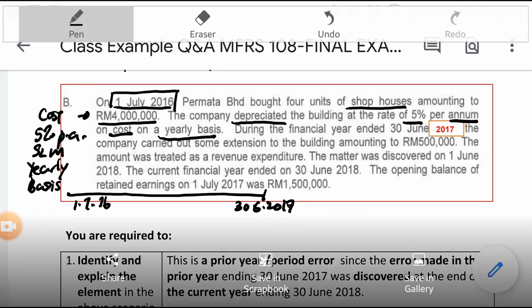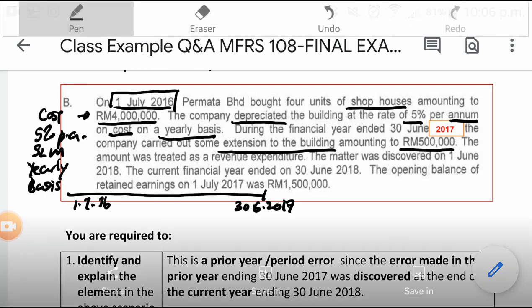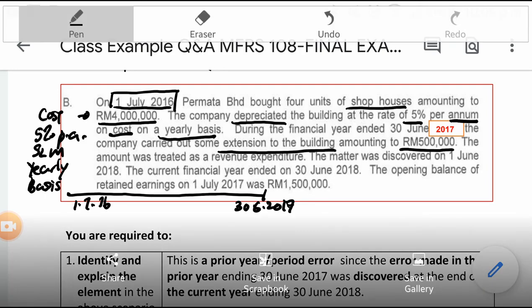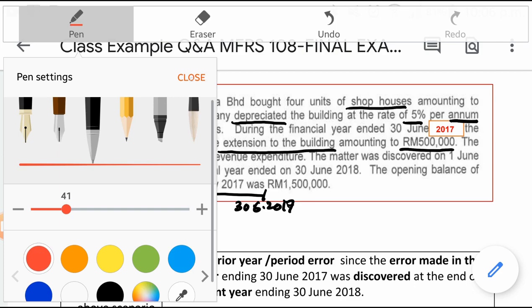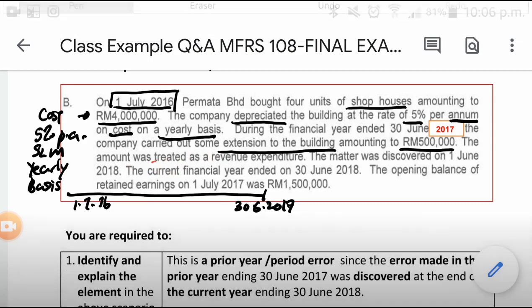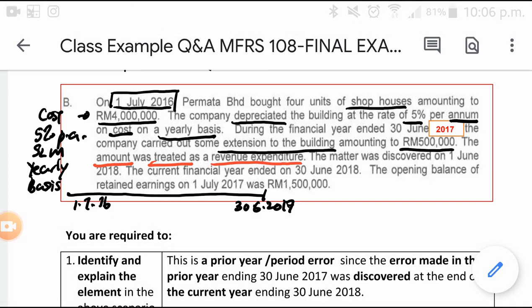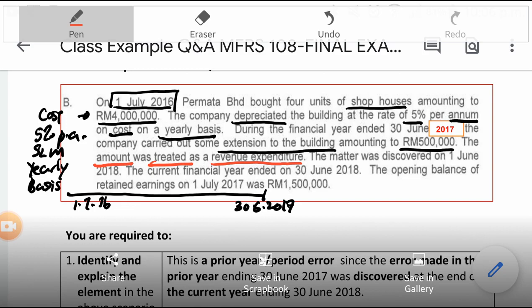So there was this extension to the building, and the extension cost you 500,000. So if you talk about extension to the buildings, by right the building should have been debited with 500,000. So meaning that the extension cost should have been added to the cost of the building. However, the amount, which is this 500,000 amount, was treated as a revenue expenditure. So it was wrongly recognized.